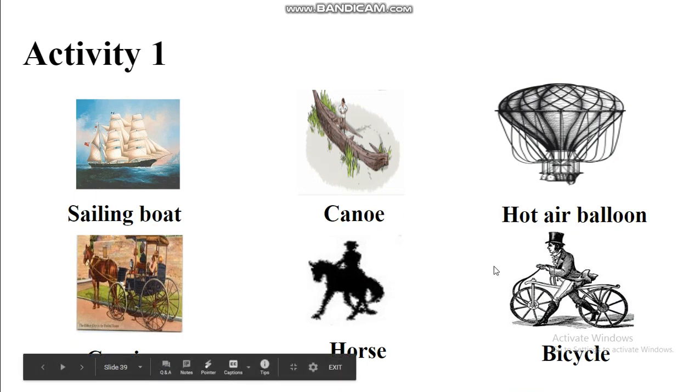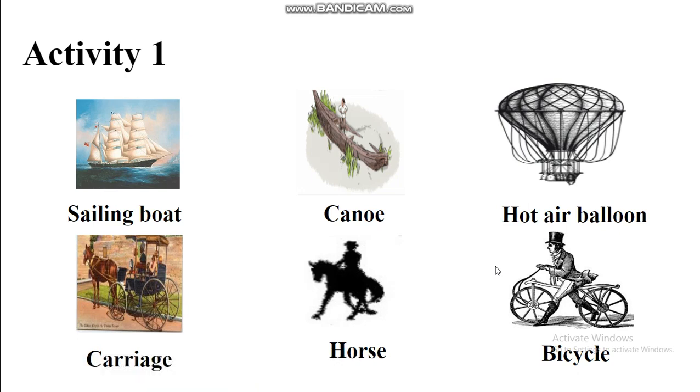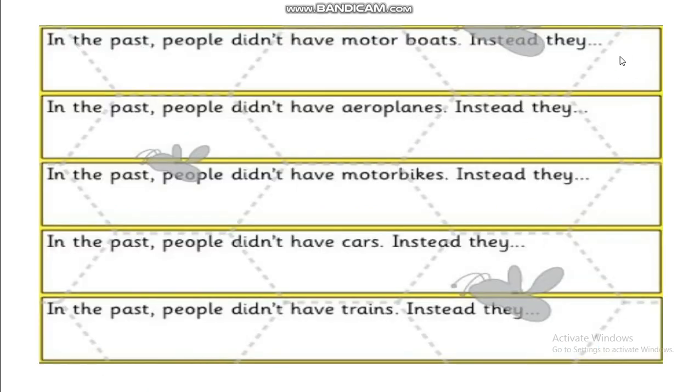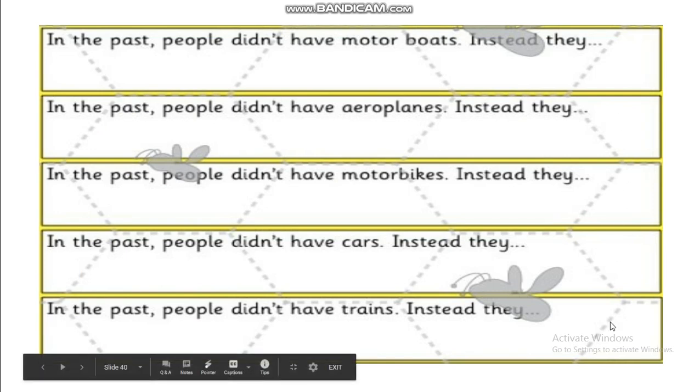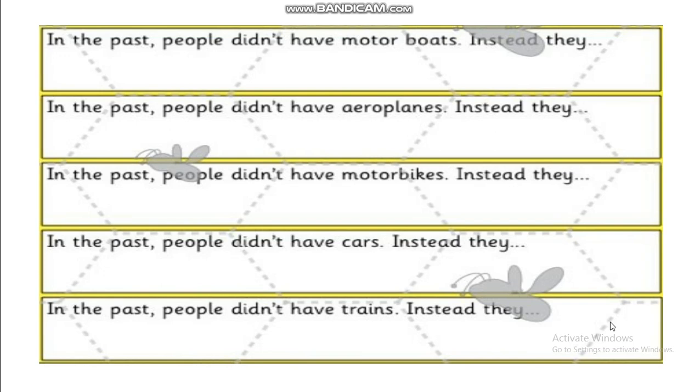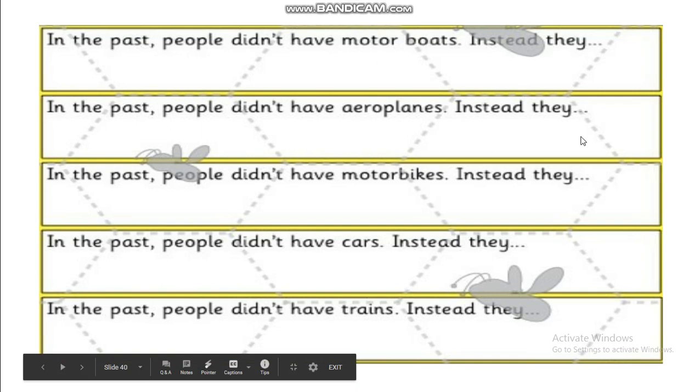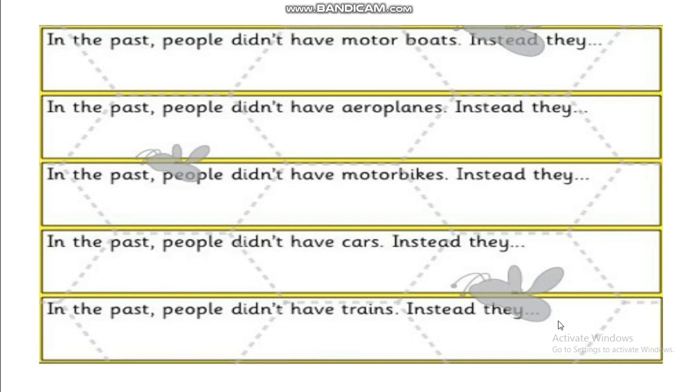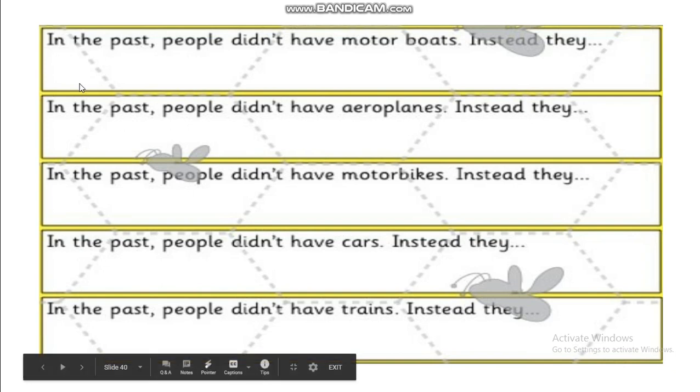Now look at these pictures. Then see these 5 statements. Now what you have to do is to complete these sentences by choosing modes of transport people might have used in the past. You can use more than one for each sentence. I am reading these sentences for you.